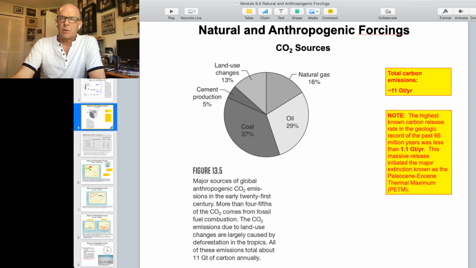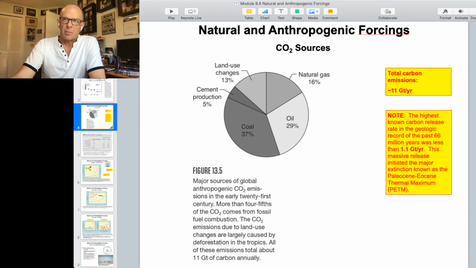Where does that CO2 come from? It mostly comes from burning fossil fuels, but there's a non-trivial amount that comes from producing cement, believe it or not, as well as land use changes, as we just alluded. If we wiped out the Amazon rainforest, we'd be burning a lot of wood. That would put a bunch of carbon into the atmosphere.